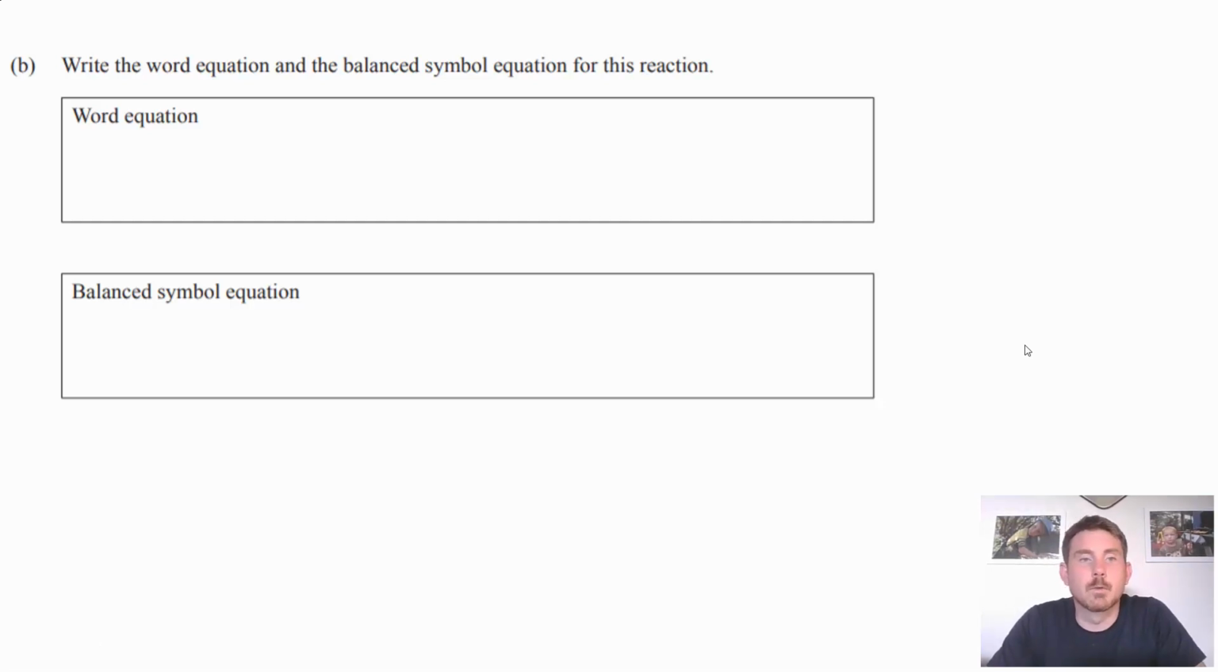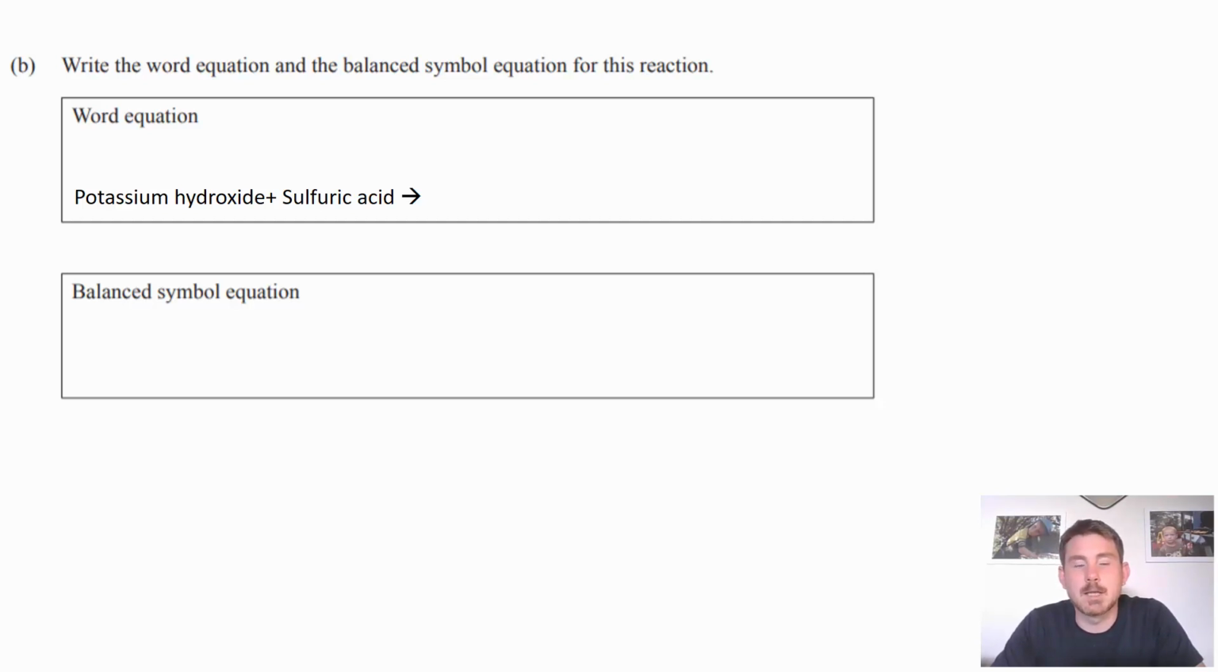So here we're asked to write a word equation and balanced symbol equation for the reaction. This is a really important skill. It quite often appears at least once and often twice in the exam. So for the word equation, you need to take the names of the chemicals you've been given in the question. In this case, that's potassium hydroxide and sulfuric acid. And then we're expected to be able to work out what the products are going to be.